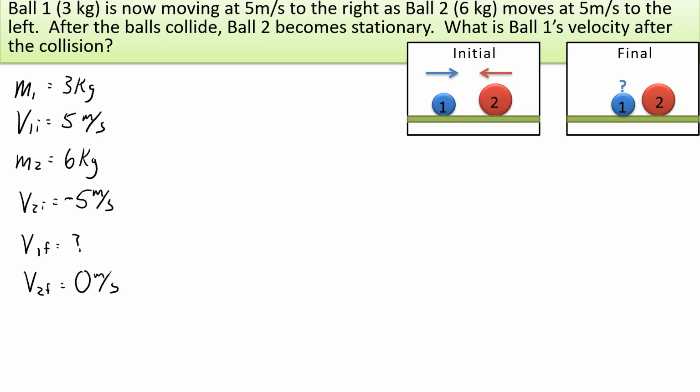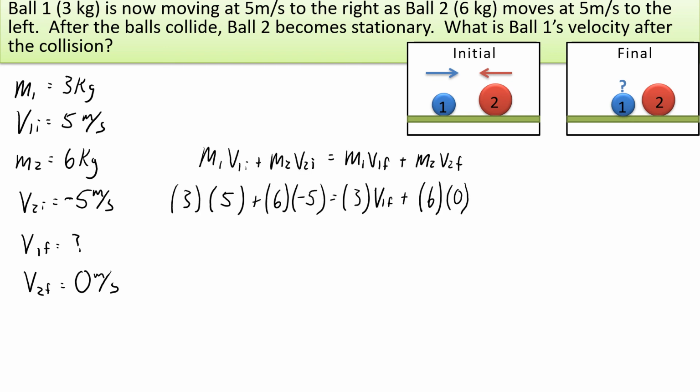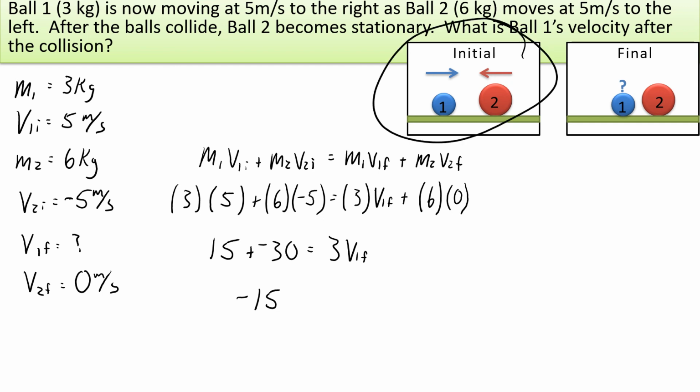All right, here's the rest of the problem. So you could see the momentum of ball 1 is 15 kilogram meters per second to the right. The momentum of ball 2 initially is 30 kilogram meters per second to the left because it's negative. We made sure it was negative. And that means the total momentum of the system is negative 15 kilogram meters per second. That's the whole momentum of the system initially, P_i.